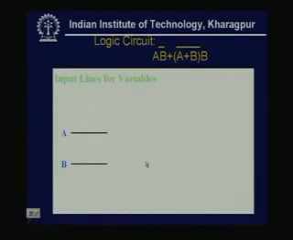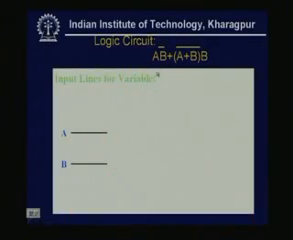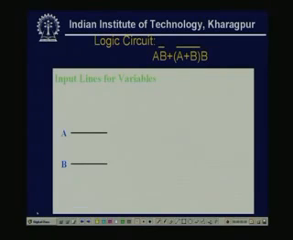Now, we see a slightly bigger example. One expression is given: A B complement plus A plus B complement dot B. Actually, here we can tell that AND is there, this is dot, this is also dot. Okay.